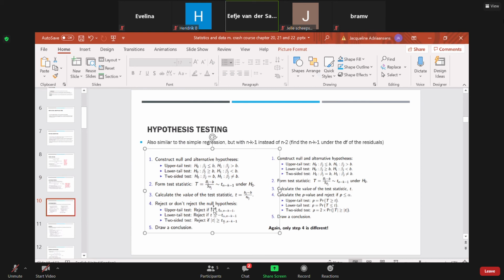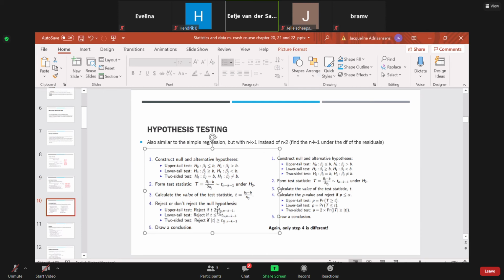Then in the lower tail test, you do exactly the opposite, and in the two-sided test, you always have as the alternative hypothesis that beta J is unequal to something, and here you have that it's equal to something, for example, 0. Then you have your test statistic, which is exactly the same, except for your degrees of freedom, which is n minus k minus 1. And then you calculate the value of the test statistic, so the small t. So you fill in this formula, you get a number. And you reject or don't reject the null hypothesis.